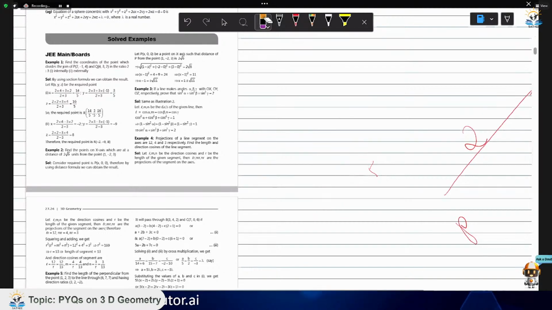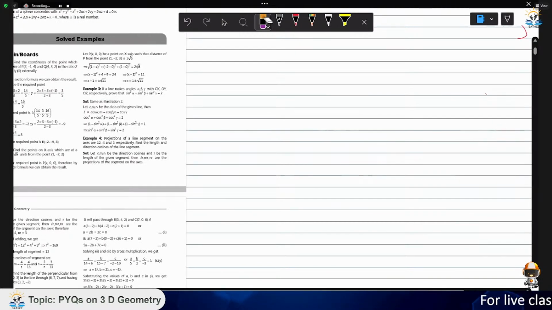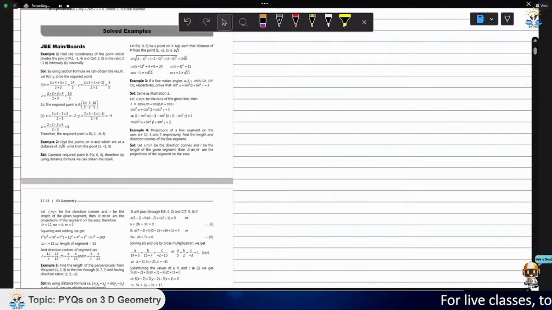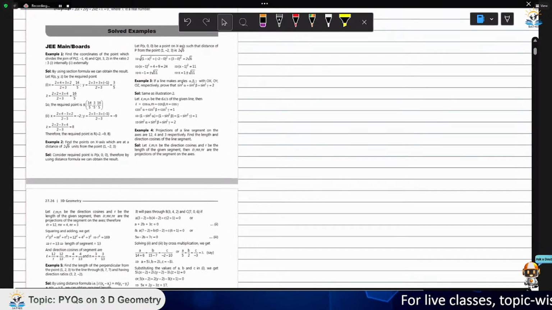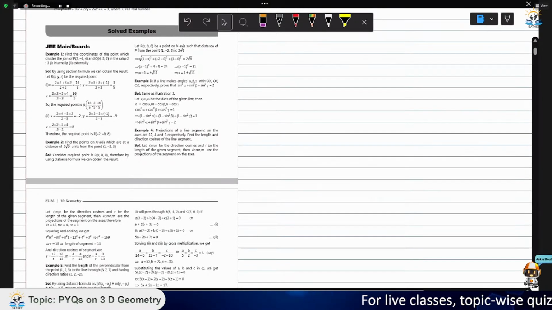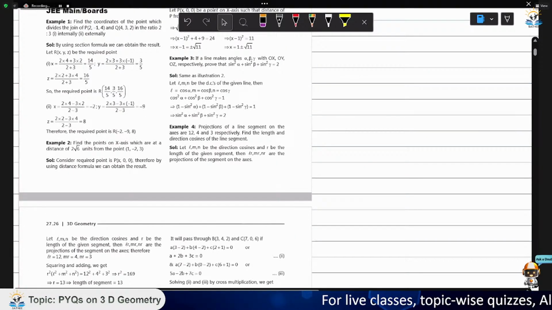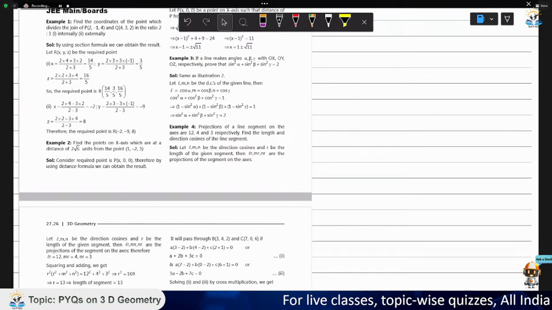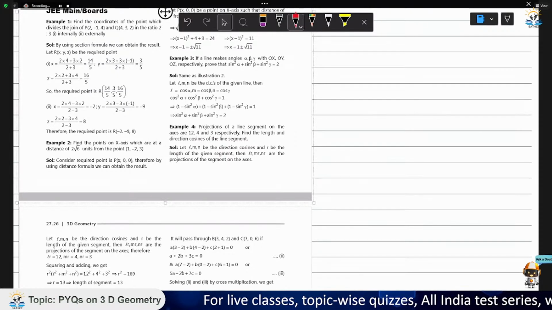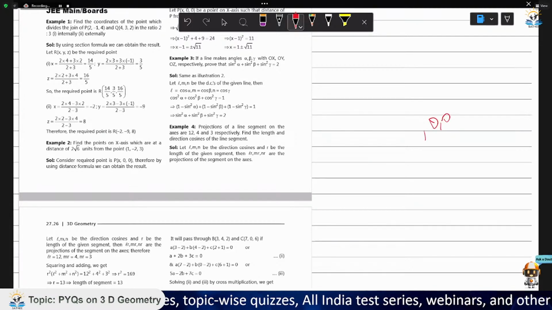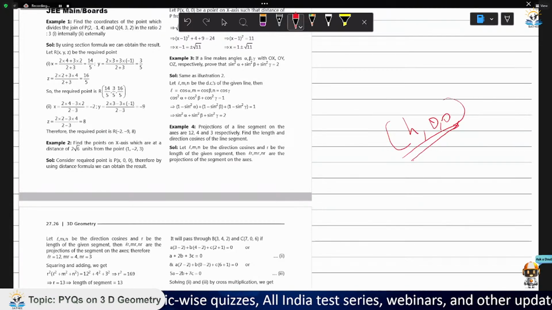These are very basic questions, guys. It is nothing but an application of the 3D geometry part. This was very basic. So, find the points on the x-axis which are at a distance of 2 root 6 units from the given point. Since the points are on the x-axis, their y and z coordinates are zeros. So this is what the point is.